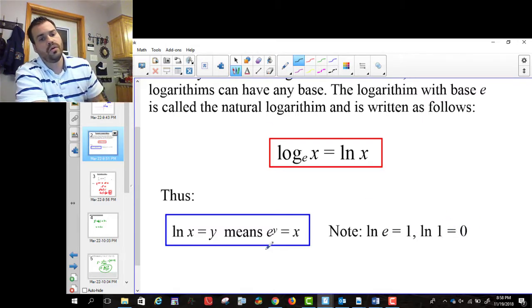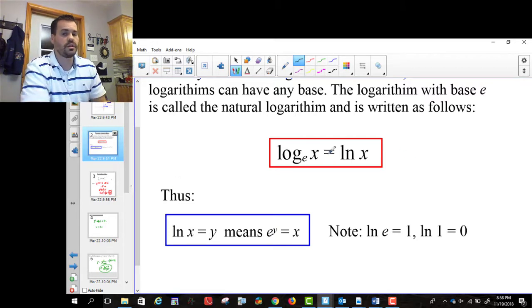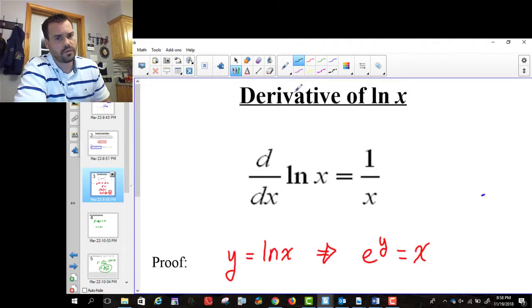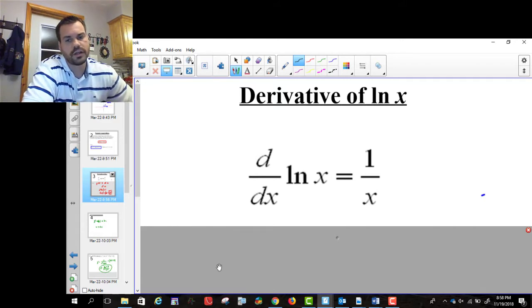So I want to know, in particular, to start, what's the derivative of ln x? We're going to look at every base. We're going to generalize this, just like with exponentials, to things other than just base e, but we're going to start with base e because it's simpler. And so here's the derivative. The derivative, d by dx of ln x, is 1 over x. That's the derivative of ln x. The question is, how do I show that?